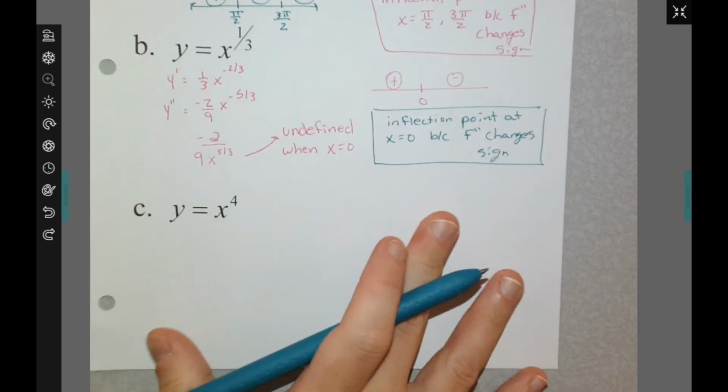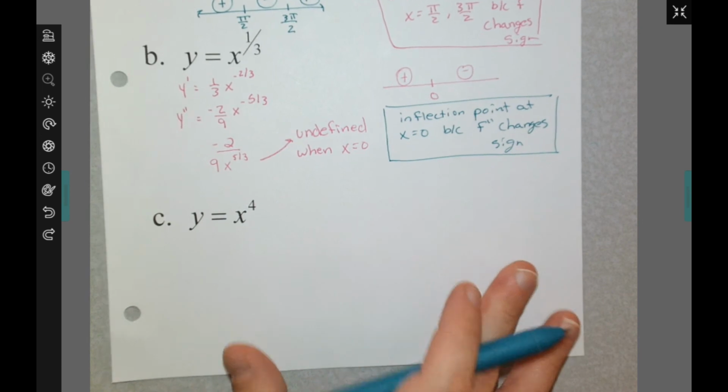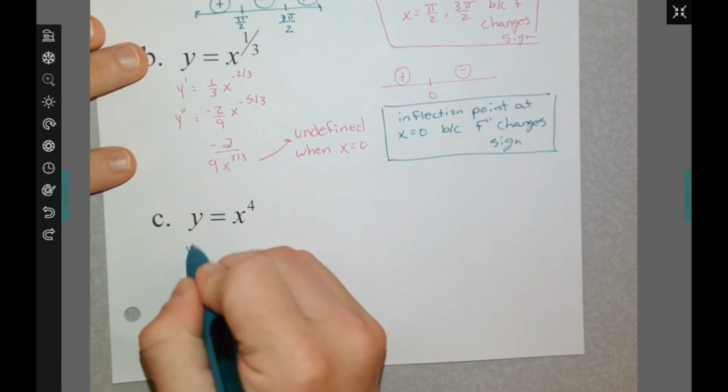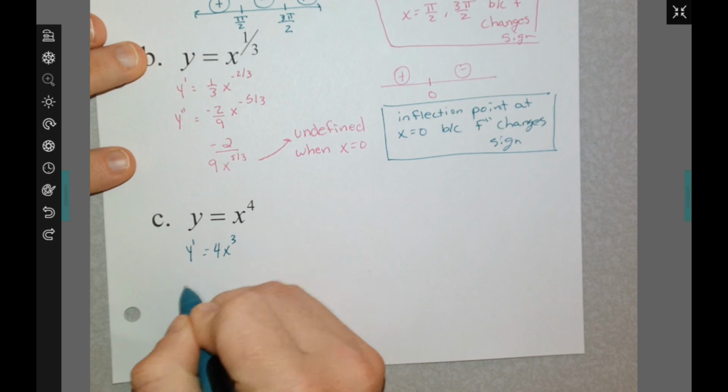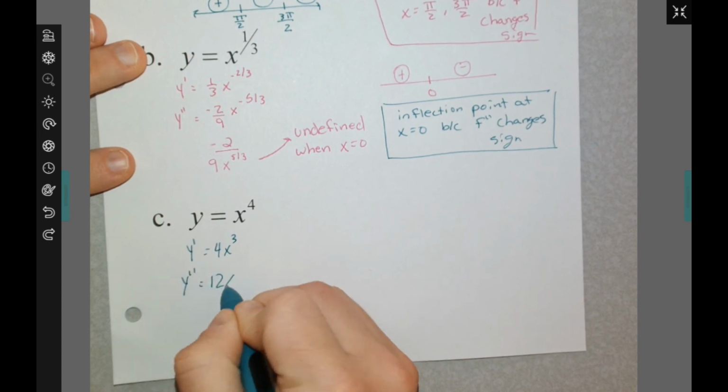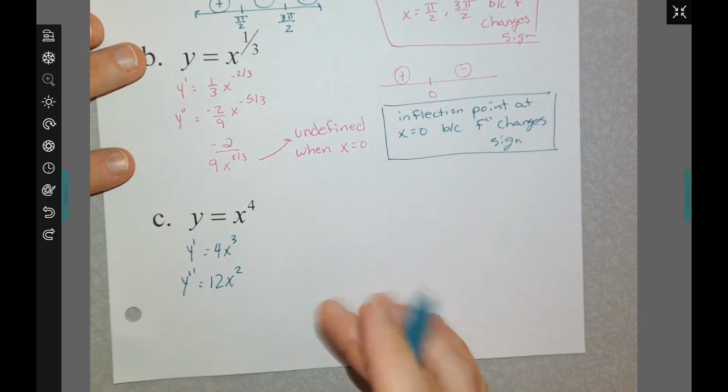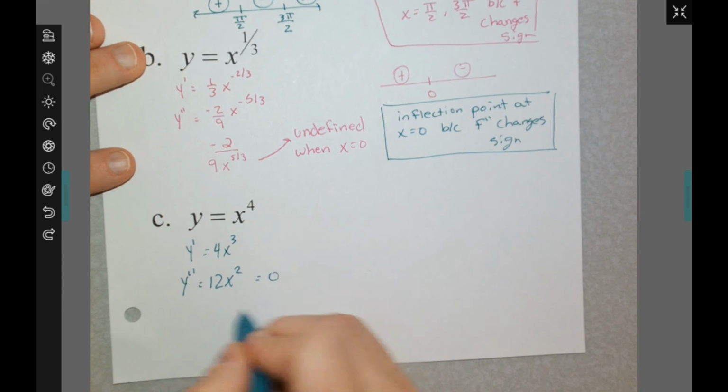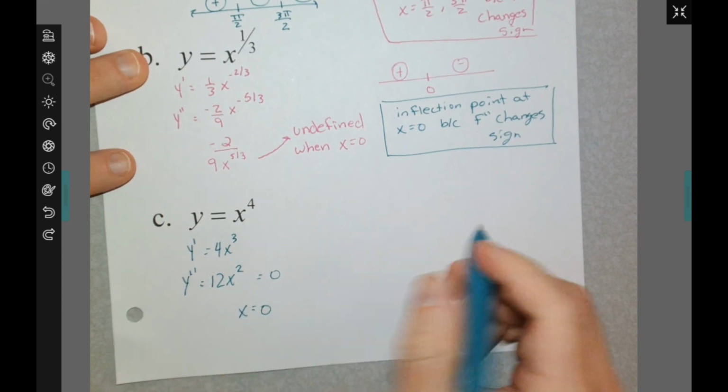All right, last example for the day. They give you the original function. We can go ahead and find the second derivative. So the first one is 4x cubed. Second one is going to be 12x squared. We go ahead and set that equal to 0. We get a critical point at x equals 0.